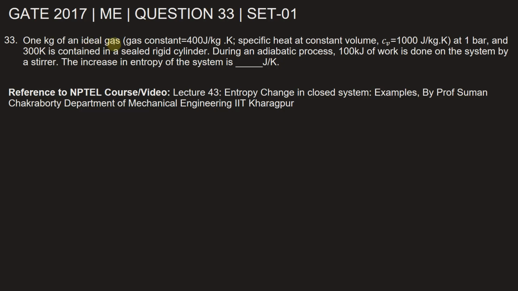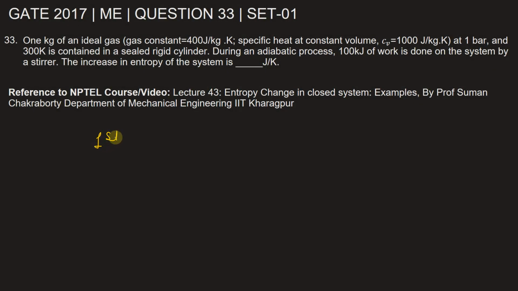1 kg of an ideal gas whose gas constant is 400 joule per kilogram Kelvin and specific heat at constant volume is 1000 joule per kg Kelvin, at 1 bar and 300 Kelvin, is contained in a sealed rigid container. During an adiabatic process, 100 kilojoule of work is done on the system by a stirrer. The increase in entropy of the system is, so we need to find the entropy change or the increase in entropy of the system in joule per Kelvin.